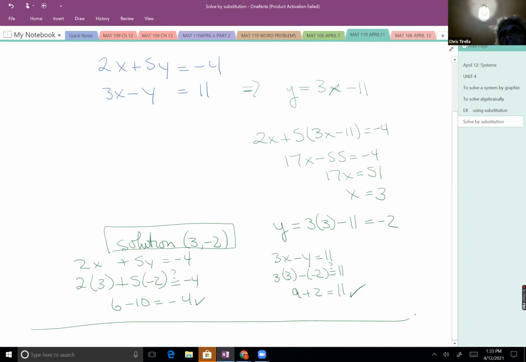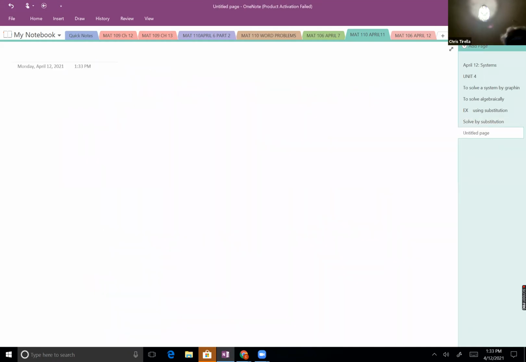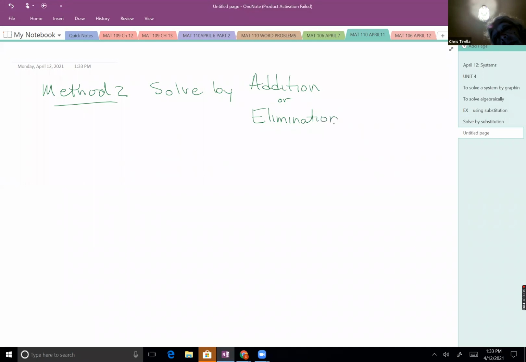Then, if we're okay with solving by substitution, the next thing we're going to look at is to solve by, sometimes it's called the addition method. Sometimes it's called the elimination method. But I like to call it magic.